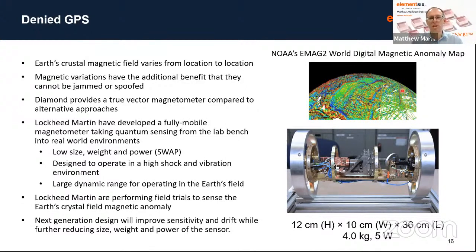Like a normal GPS system, which relies on an external signal, you can jam that, or you can send false information, which then leads to it being tricked. And obviously, if you can have something that's independent, something that's self-consistent on a platform, that's a much better way to position yourself, a much more secure way.